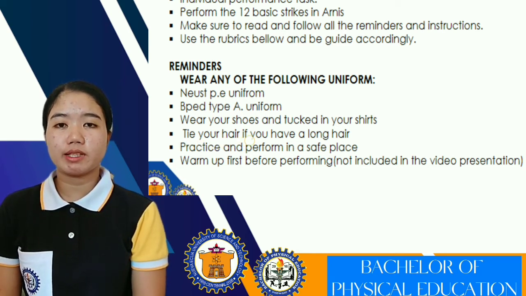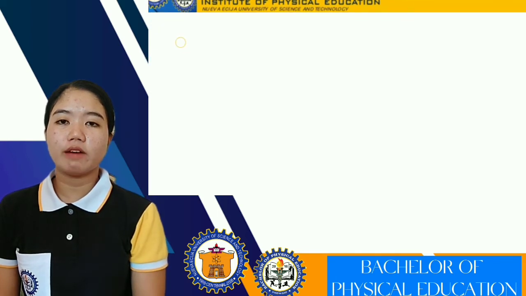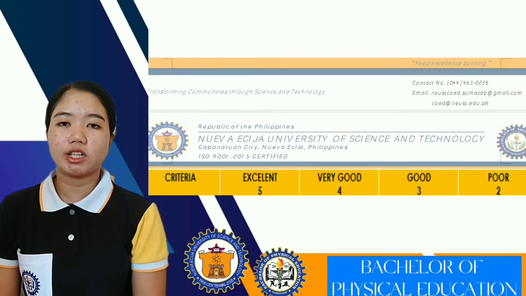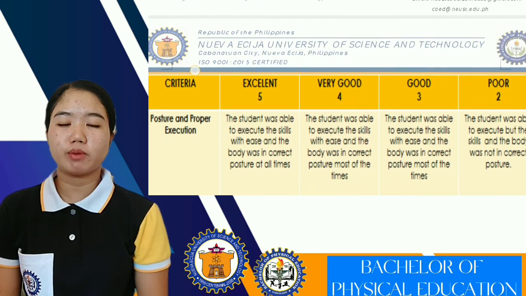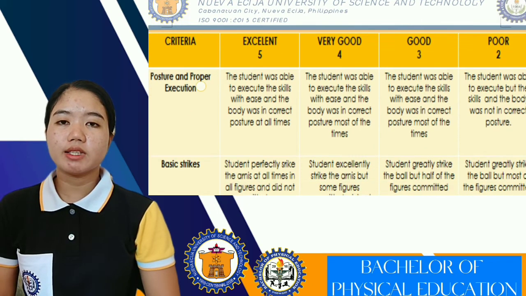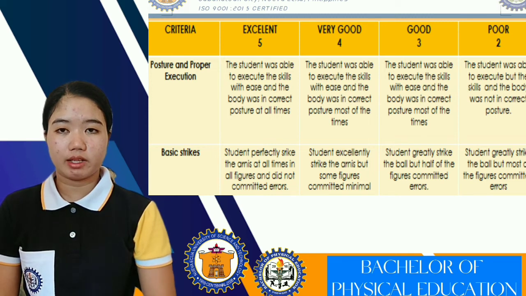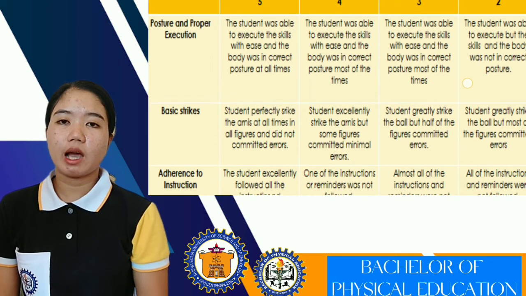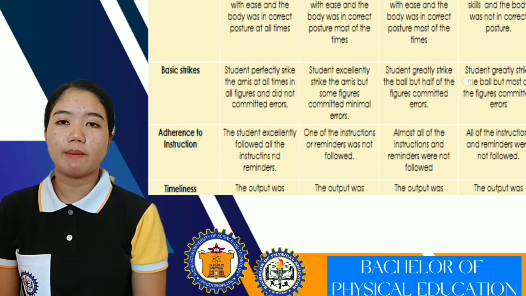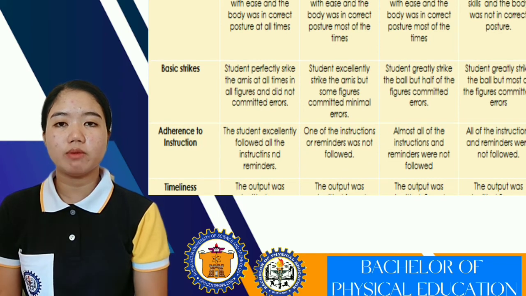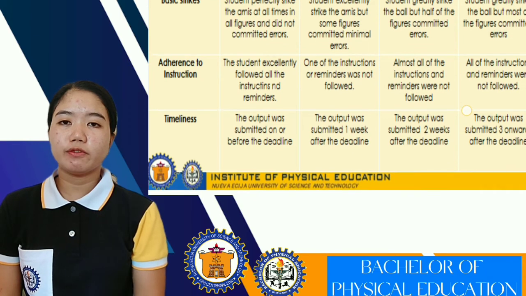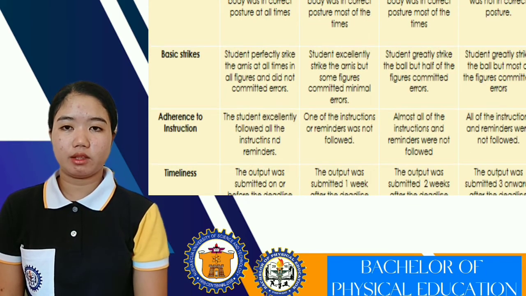Followed by the rubrics again. So, rubrics, we have the criteria. Under the criteria, we have posture and proper execution, basic strikes, adherence to instructions, and also the timeliness. So, sa paggamit ng rubrics, dito naman malalaman kung na-meet ba ng students mo yung mga hinahanap mong performance. And for the last one, we have an assignment.